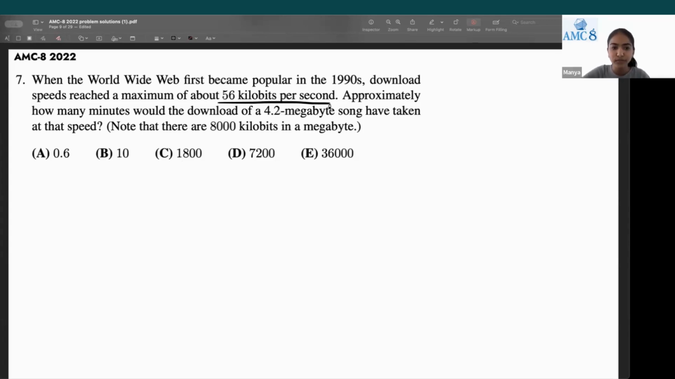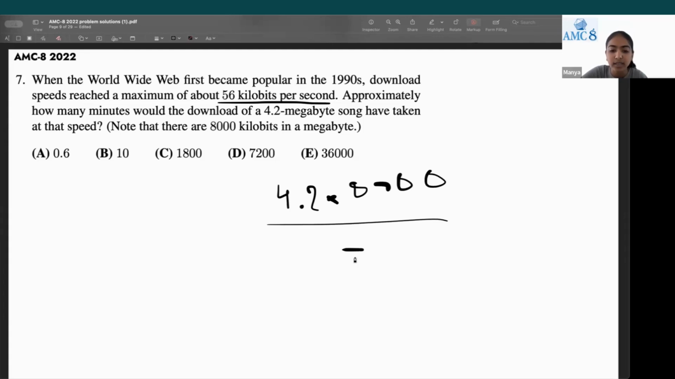So the maximum is 56 kilobytes per second. And so how much would a download of a 42 megabyte song have taken at that speed? So it's going to be 4.2 times 8,000 divided by 56. And we have to divide by 56 because they said that that is the maximum amount per second.